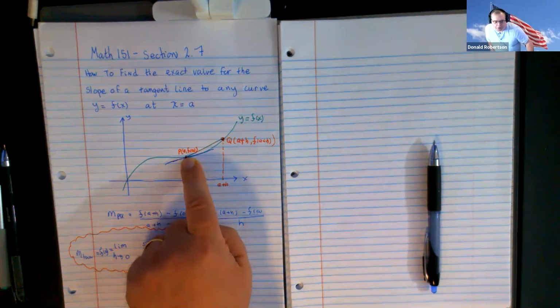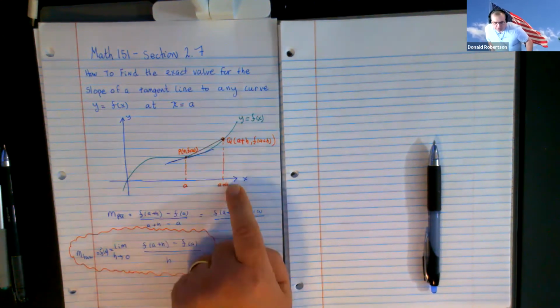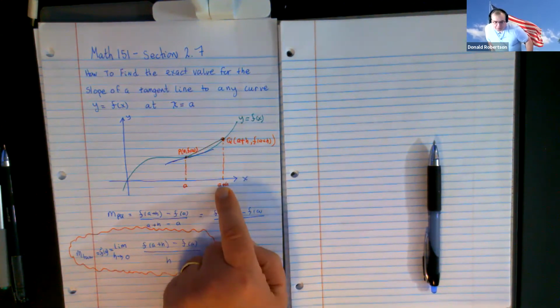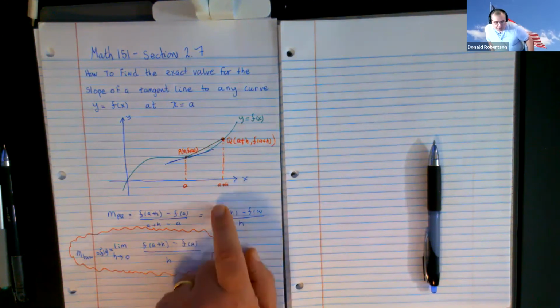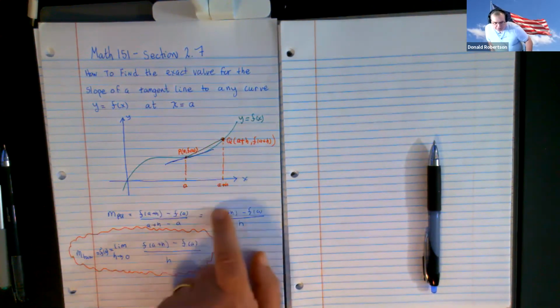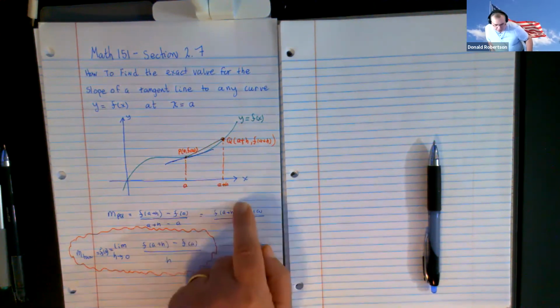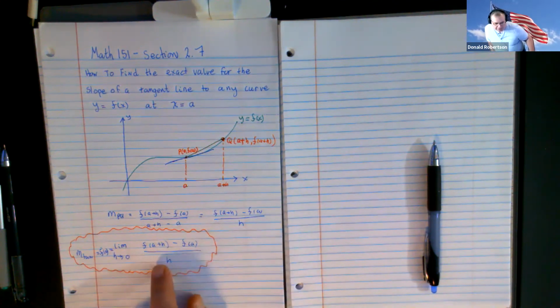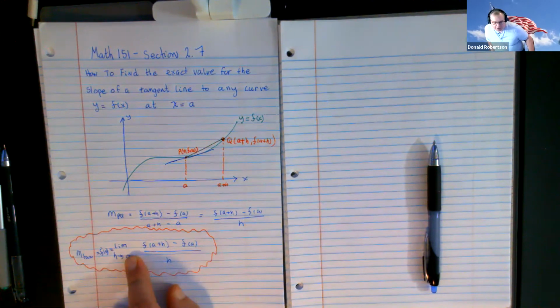You pick another point Q, which is very close to it. Its x coordinate is called a plus h. And you find the slope joining P to Q, which is what this is. Then you simplify it a little bit, not much, but you simplify it. And then you do this little trick. You imagine that h becomes 0.